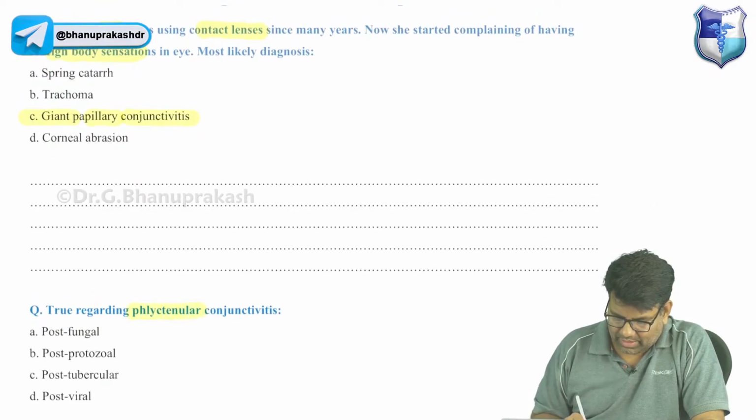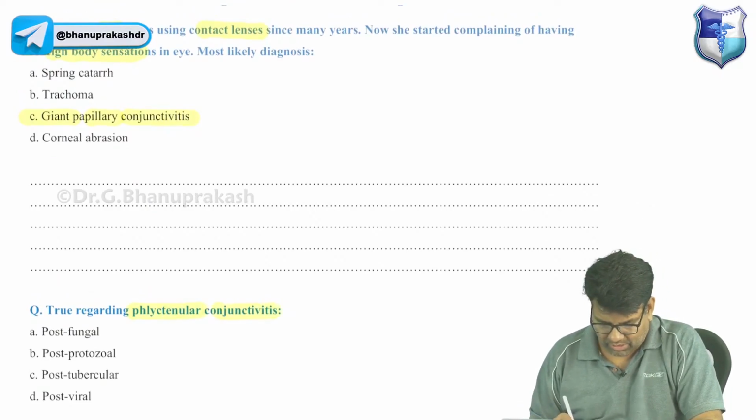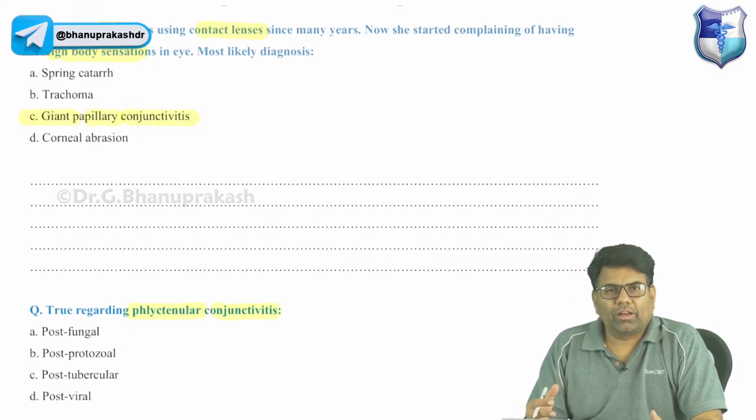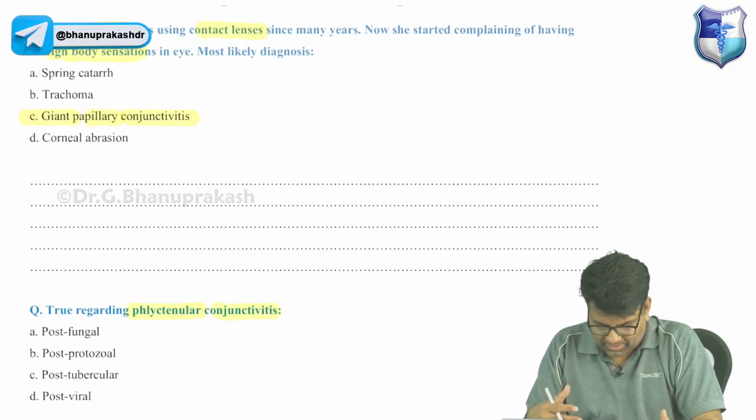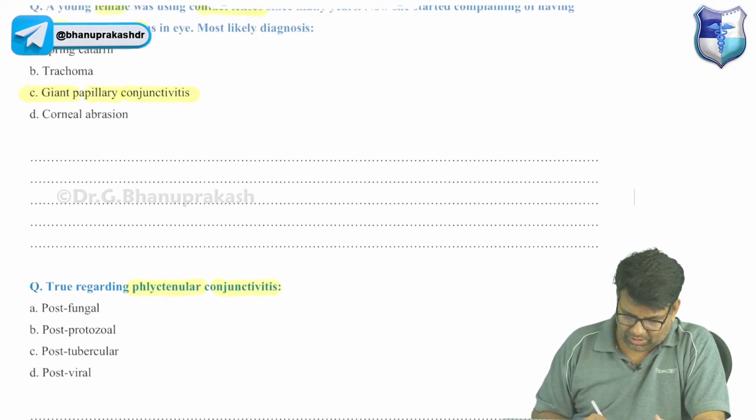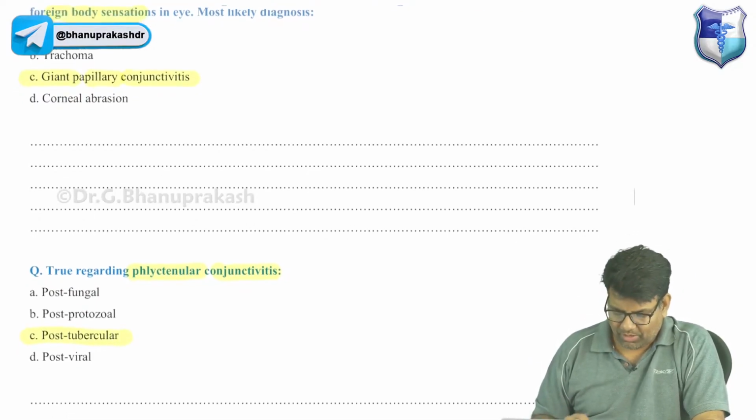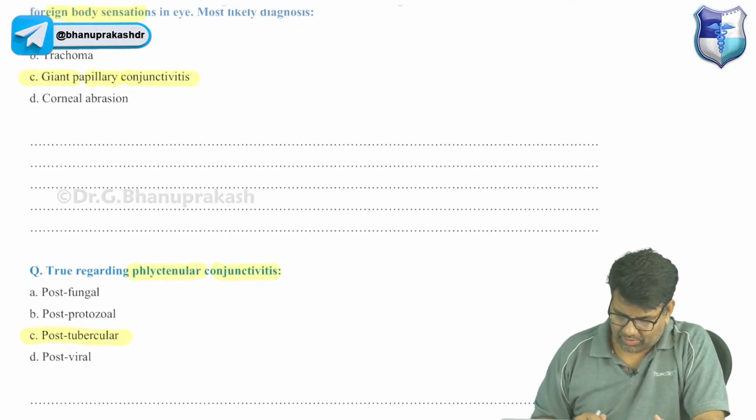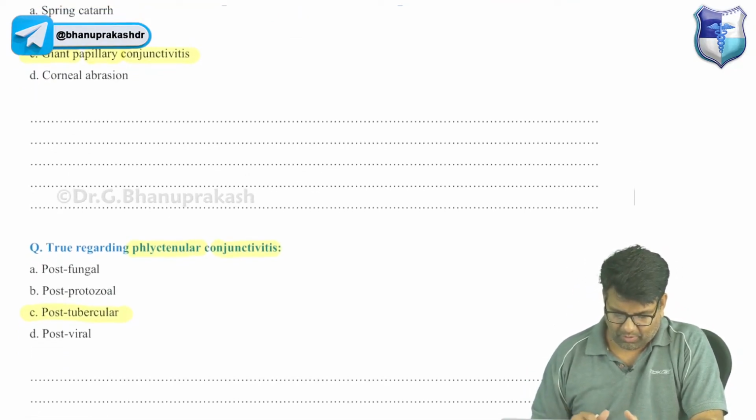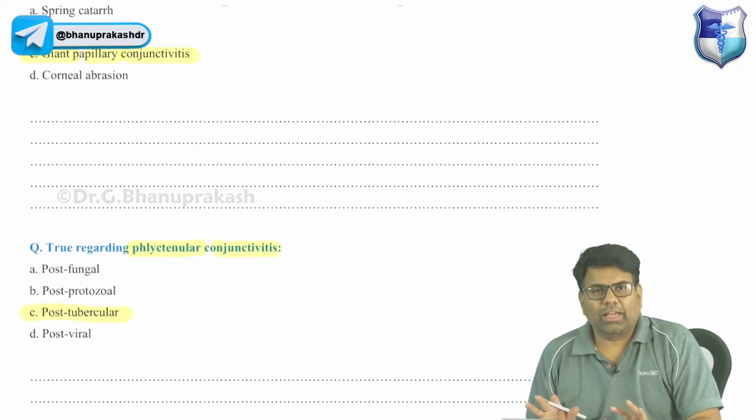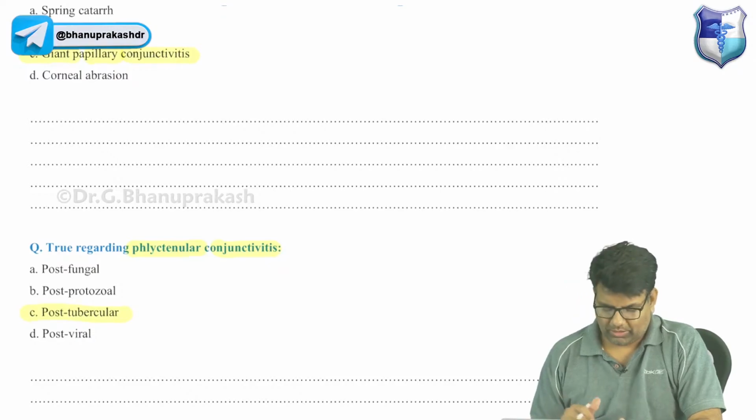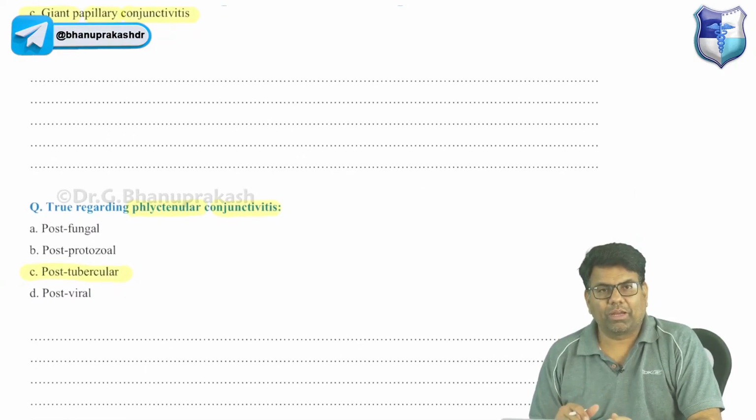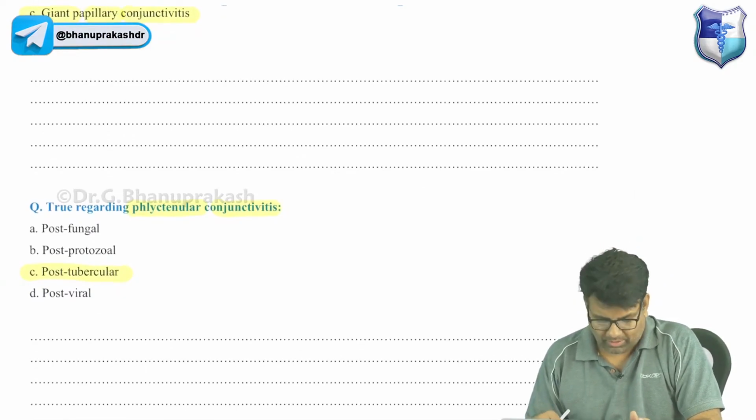Phylactenular conjunctivitis, any idea? The term phylactenular conjunctivitis is associated with, wonderful, Mycobacterium tuberculosis. So we will say that it is a tubercular entity. Please remember phylactenular conjunctivitis for Mycobacterium tuberculosis, although it can also be associated with Staphylococcus aureus. As such, it is a bacterial entity, but we also associate it with Mycobacterium.